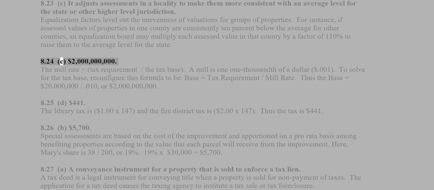8.24 c. $2 billion. The mill rate equals tax requirement / the tax base. A mill is 1/1000th of a dollar, $0.001. To solve for the tax base, reconfigure this formula to be base equals tax requirement / mill rate. Thus the base equals $20 million / $0.010, or $2 billion.